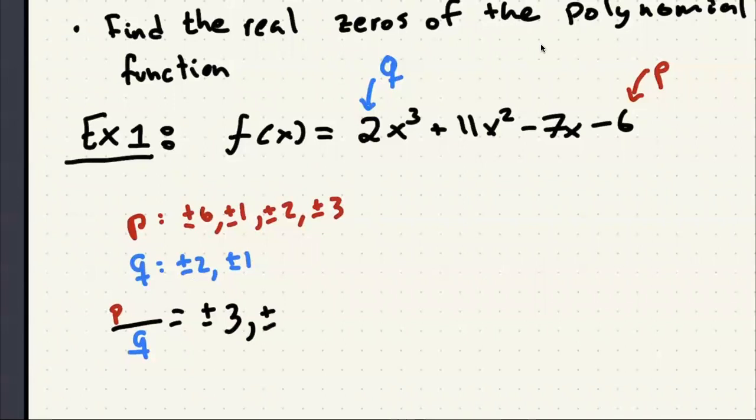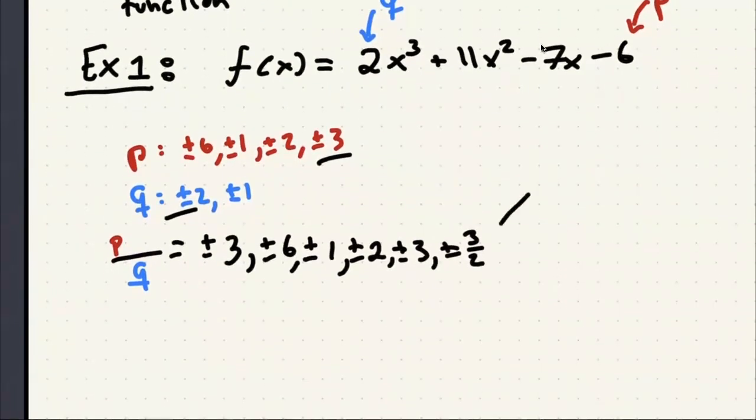Plus or minus 6 over 1, which is 6. Plus or minus 1 over 1, which is 1. Plus or minus 2 over 1, which is 2. Plus or minus 3 over 1, which is 3. And plus or minus 3 over 2, which is 3 over 2. These are all our potential zeros.